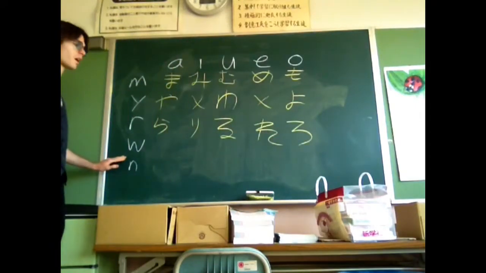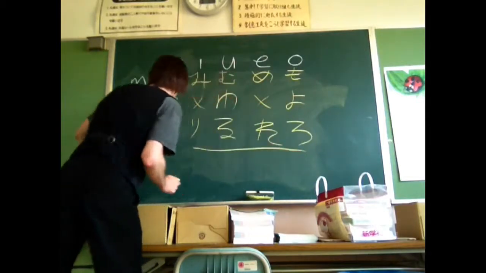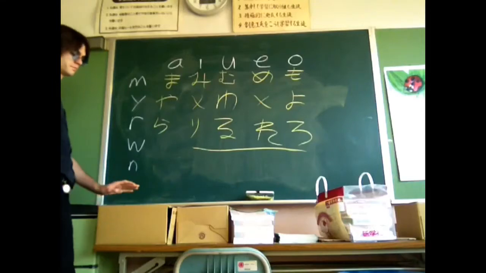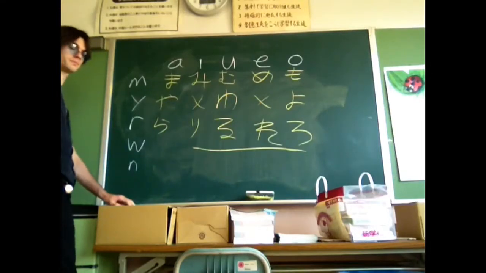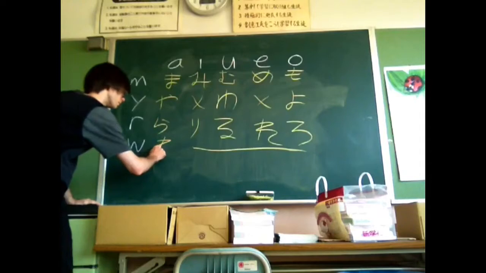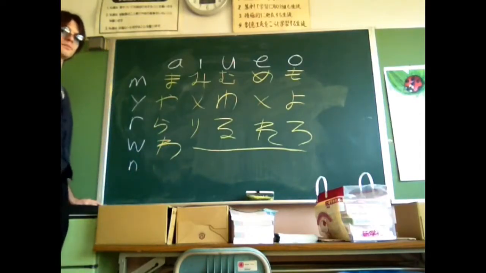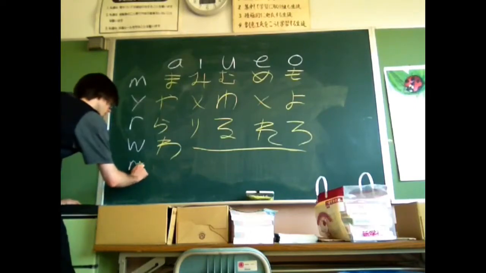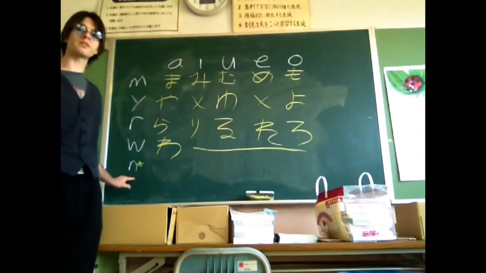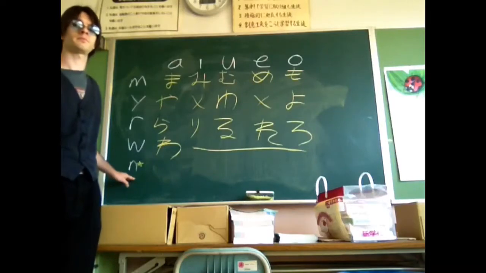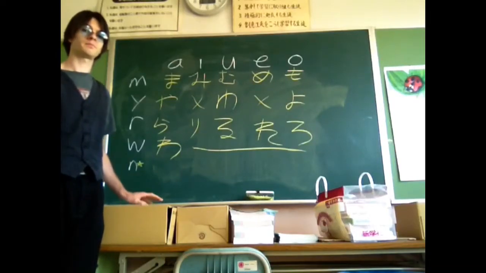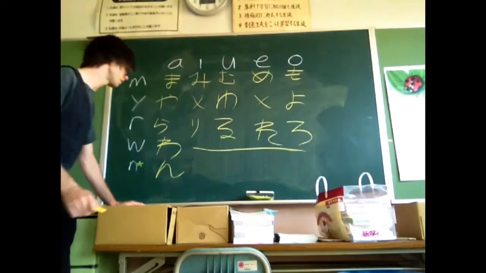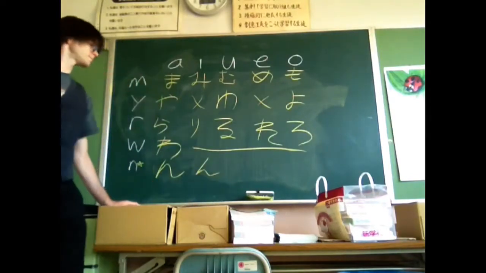Let's move to the W category. We know that there is only the first one there. So ready? Wa. And the nasalized consonant. This isn't really an N, it's more like an N with a star next to it. The nasalized consonant sound n.